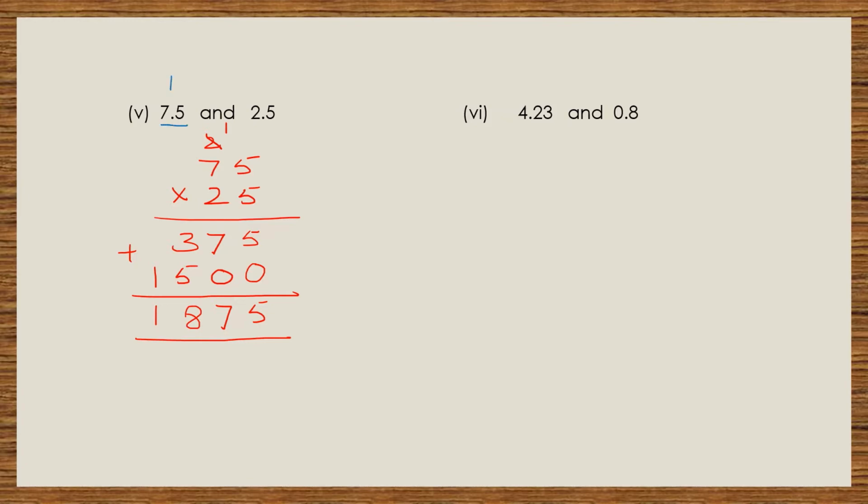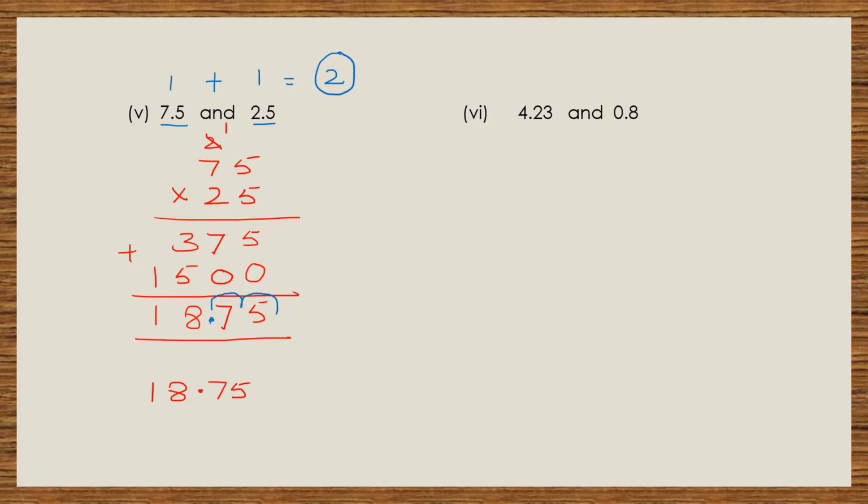Here I have 1 decimal place and here I have 1 decimal place. I need to add up both. So totally I have 2 decimal places. That means my answer also should have 2 decimal places. So that is 1, 2. So my point is here. So what's my final answer? 18.75.